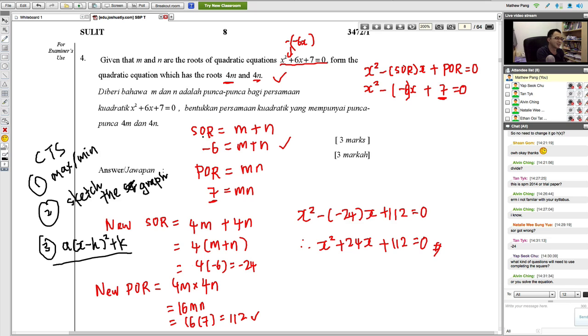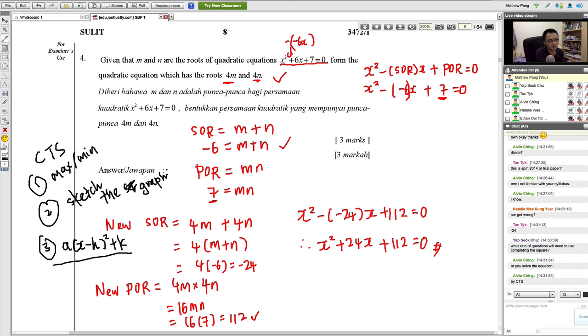Okay, but in this case definitely it's not. Or you solve the equation. Yeah, you can use completing the square to solve the equation, definitely. But in SPM we seldom do that. Yeah, but you can always do that.